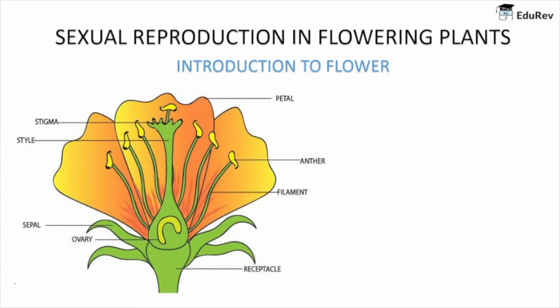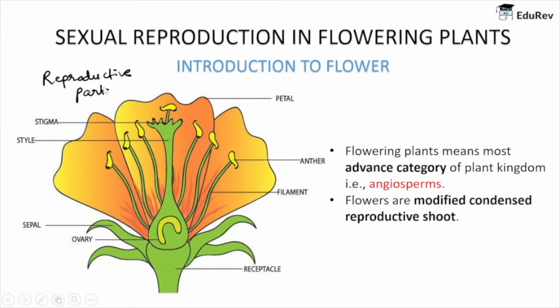So flowers that are present on the plant are not only there to add beauty to the plant, in fact, they are the reproductive part of a plant. They are considered as the reproductive part of a plant. For this reason, flowering plants are the most advanced category of the plant kingdom, which is known as the angiosperms.